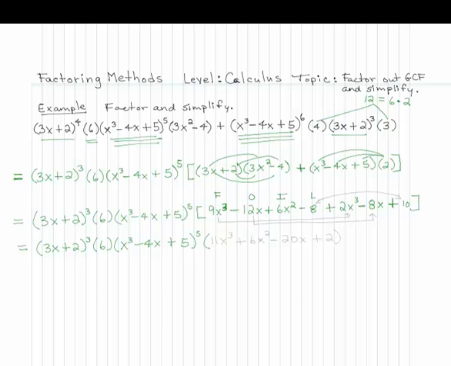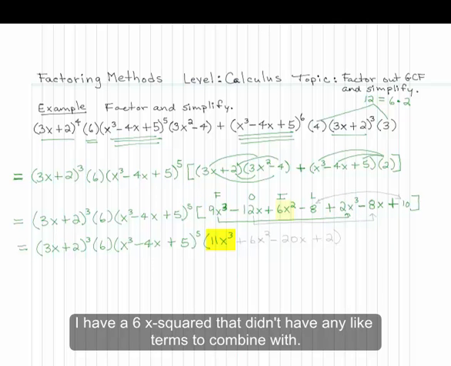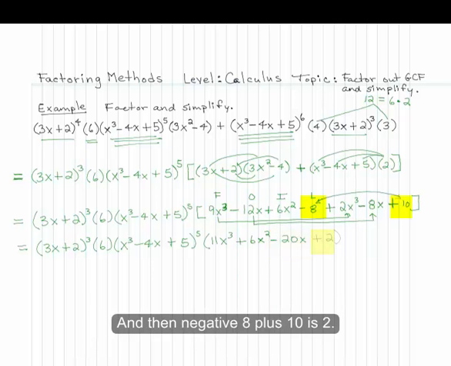Okay, so now we're ready to add like terms. I have a 9x cubed plus a 2x cubed. That would be 11x cubed. I have a 6x squared that didn't have any like terms to combine it with. And I have a negative 12x and a negative 8x, which gives negative 20x. And then negative 8 plus 10 gives us 2. And I'm closing the parentheses and we're done.